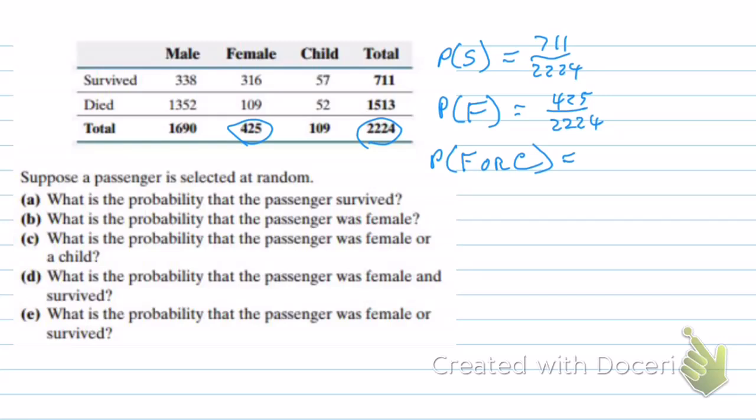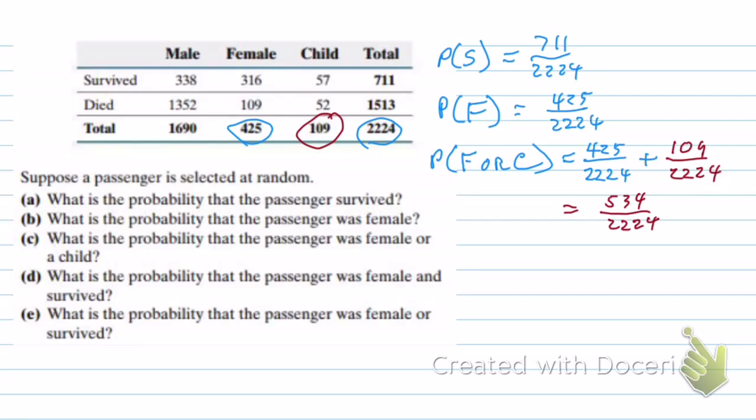That means I can just add their probabilities, right? Because it's the addition rule. So the probability of female, we said, was 425 out of 2224, plus, what's the probability of a child? 109 out of 2224. So that's going to equal what, 534 out of 2224. Reduce, decimal, whatever.